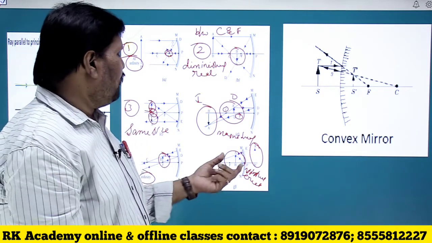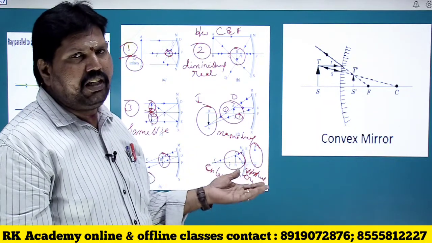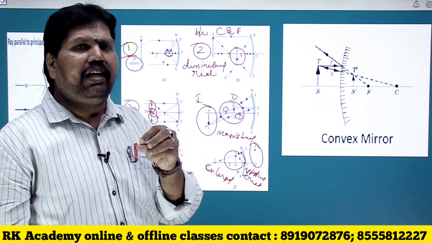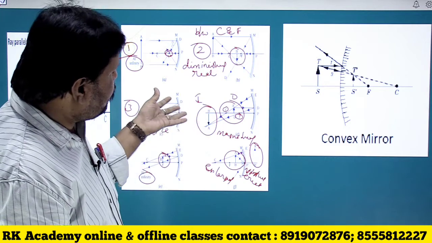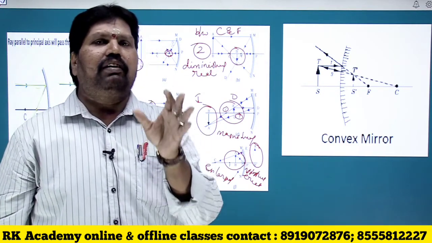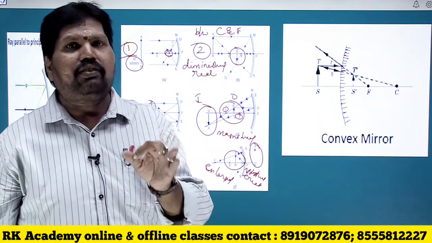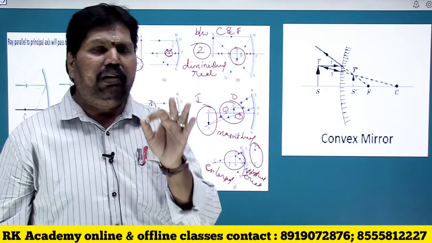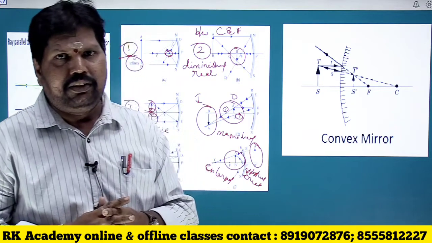And if the object is kept in between focus and pole, the image forms on the other side of the mirror, which is virtual, erect and magnified. Now you may get bits or questions from this, that which mirror can form a magnified virtual image, that is the concave mirror. Concave mirror only can form magnified virtual images.